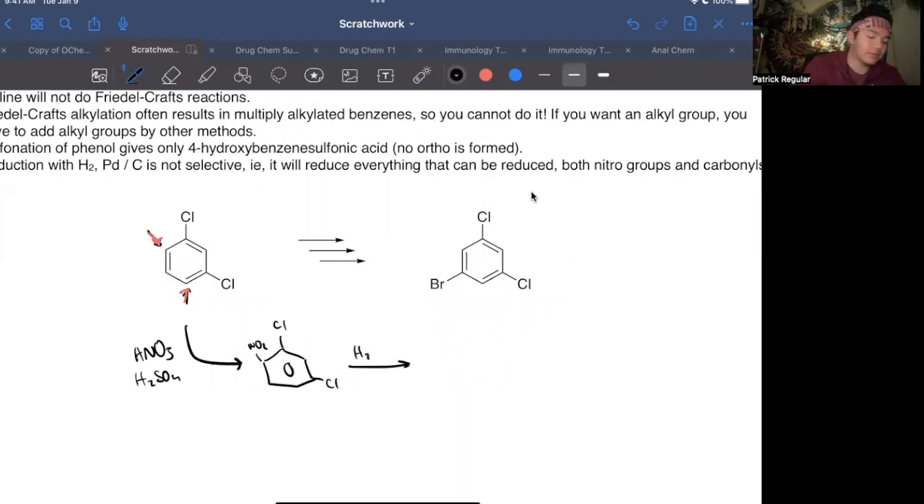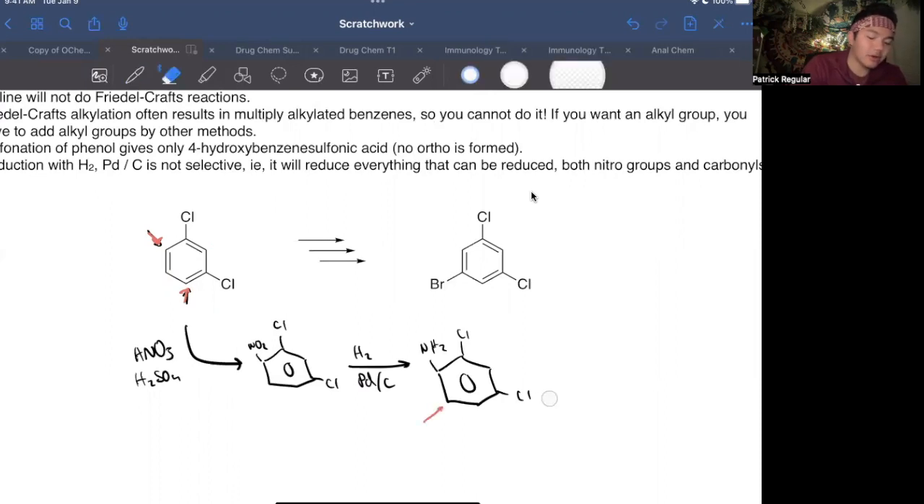Let's do H2, Pd on C. Now we have NH2, Cl, Cl, an extremely strong activator. And remember, whatever's higher on the list is the directing group now. So if NH2 is the highest on the list, it is now the director group, and it will like to put things ortho-para to it. This ortho and that para are already taken, but now it's favoring that ortho position. Well, look at that. That's where we want to add the bromine. You can just do Br2.